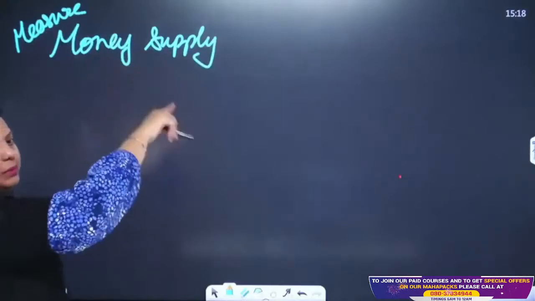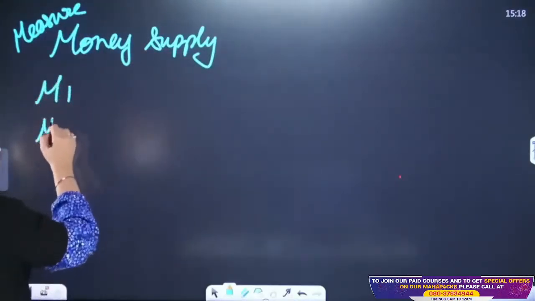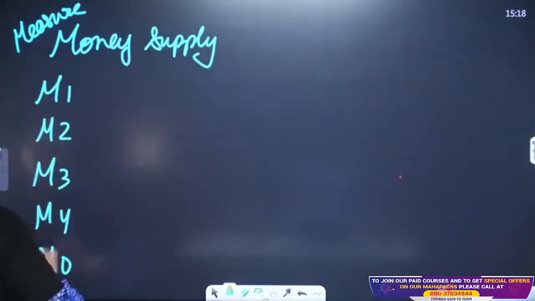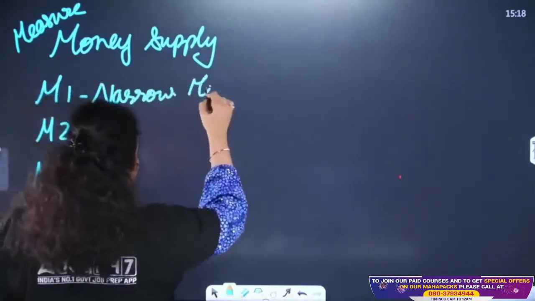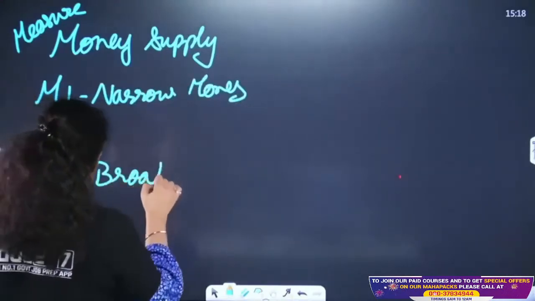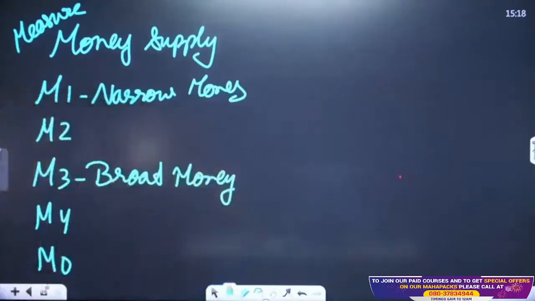When RBI measures this money supply in the economy, it is done with M1, M2, M3, M4 and M0. Out of that, M1 is known as narrow money, and M3 is known as broad money. They are very famous, and in this context, the maximum number of questions will be asked from these two.